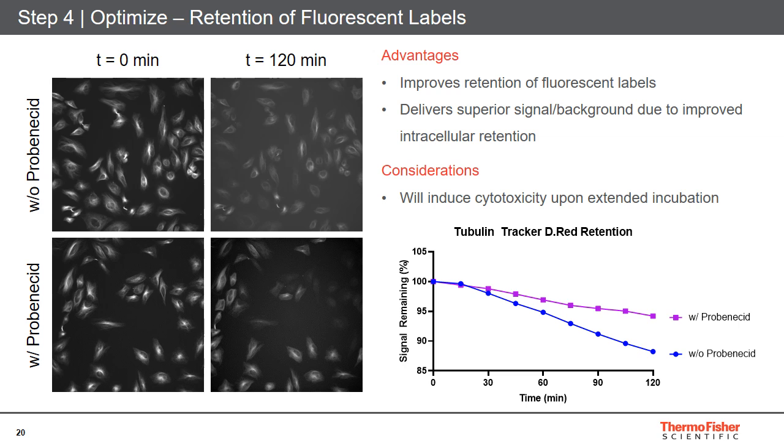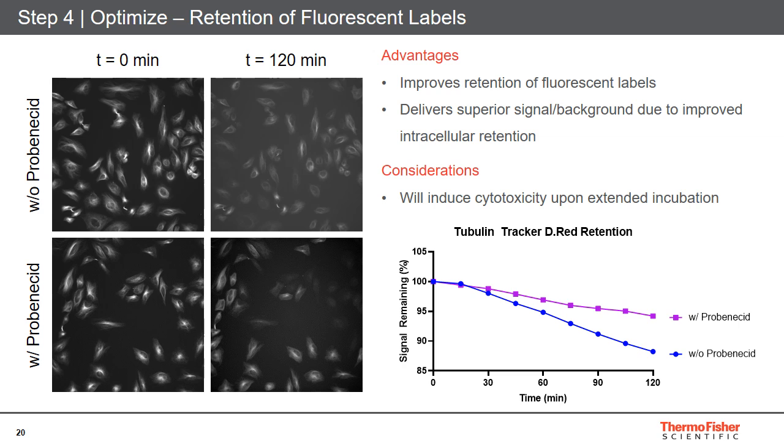So on the top, we have a representative image from the first time point of these cells being loaded, and then they're being incubated and imaged over time in complete media, but without any probenecid present. And what we see after about 2 hours is that the signal not only decreased, but the background greatly increased, indicating that the probe is leaking out of the cells and into the media and contributing to this background fluorescence.